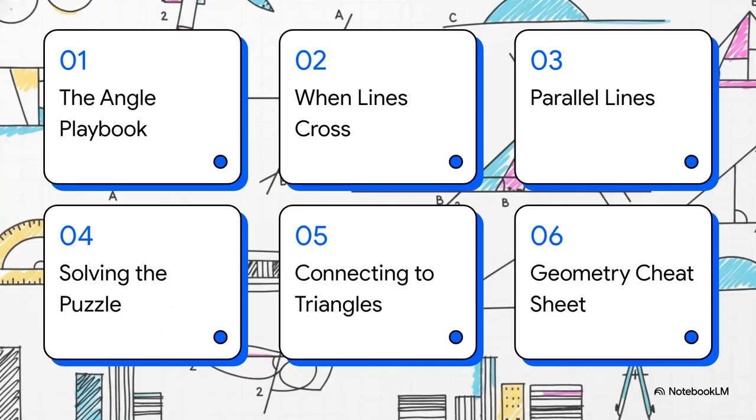So here's our game plan, our detective's roadmap, if you will. We're going to start with the angle playbook to get the basics down. Then we'll investigate what happens when lines cross. After that, we'll get our big break with parallel lines and transversals. We'll use all that to solve a big geometry puzzle, see how it all connects to triangles, and then finish up with your very own geometry cheat sheet.